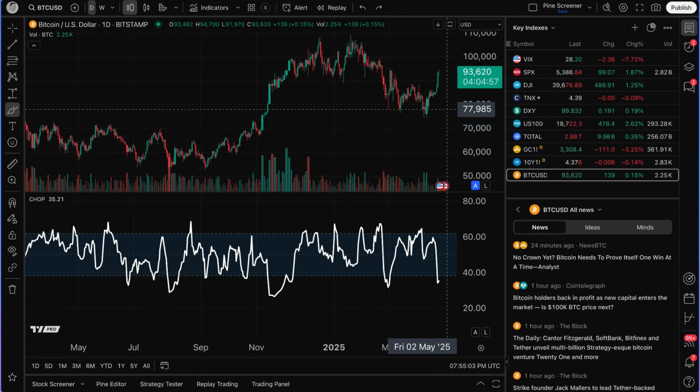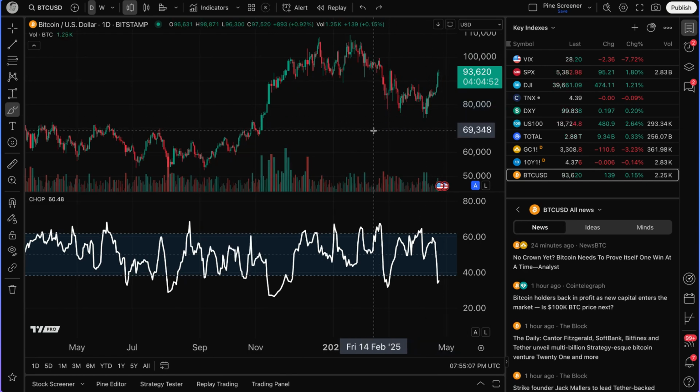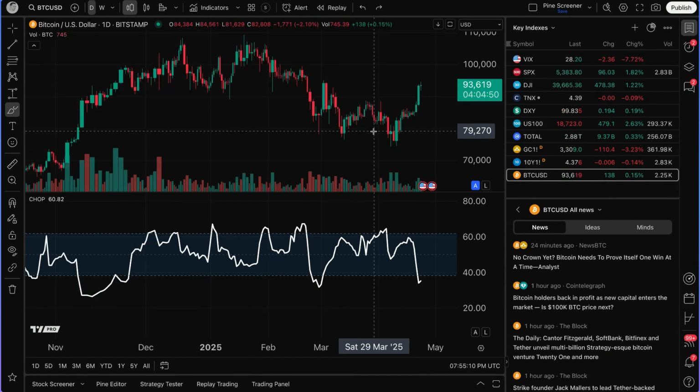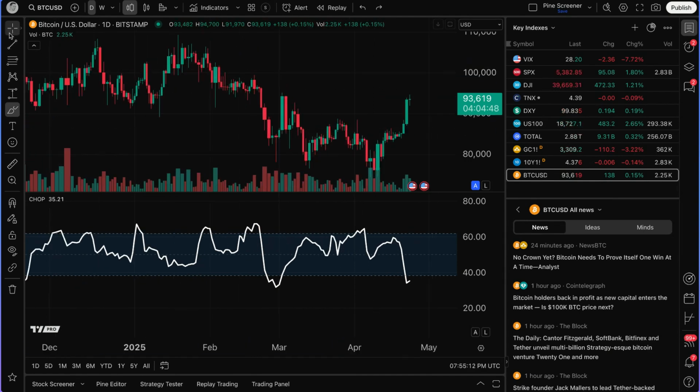But the point here is that with the choppiness index, you are attempting to quantify that and see what levels it's at and just how sideways it is.